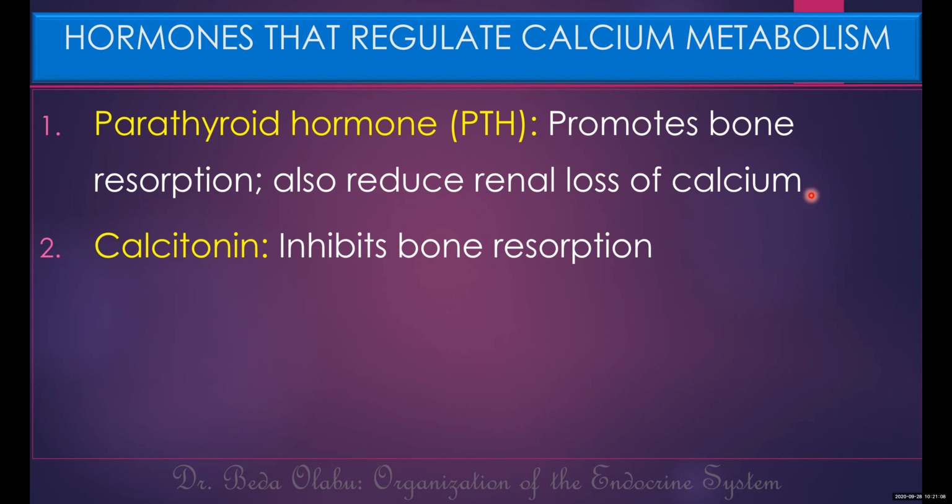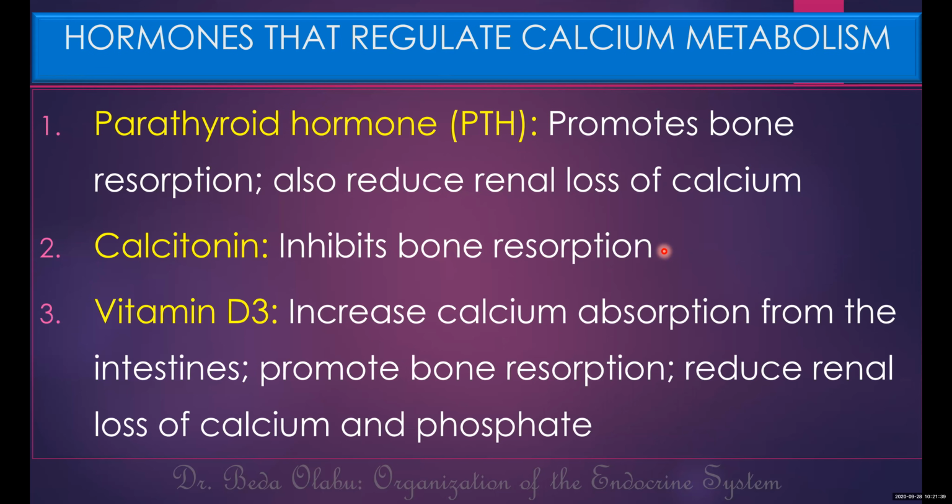The second hormone that controls calcium metabolism is calcitonin. Calcitonin inhibits bone resorption. If it inhibits bone resorption, it means that calcium will then be held up in bone matrix. So it will not be released into the bloodstream. Therefore, calcitonin will suppress the levels of serum calcium.